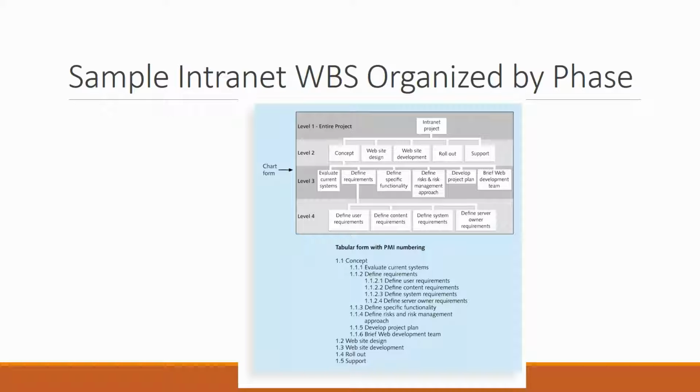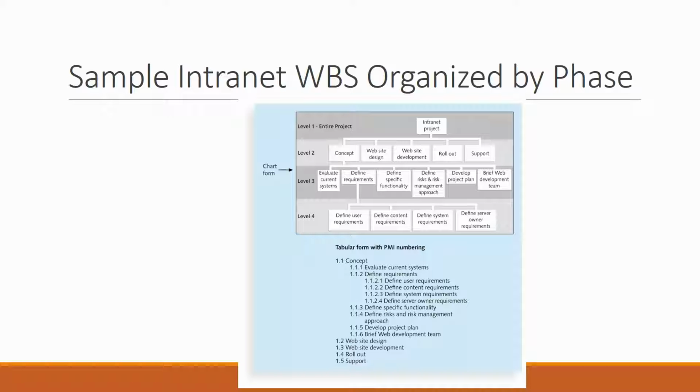Work breakdown structures can look a couple of different ways. One of them is this chart form you see, where up at level 1 we have the entire project, which is an intranet project. Rather vague, but okay. And then at level 2, under intranet project, we have level 2 tasks, which are concept, website design, website development, rollout, and support. Those are probably your high-level deliverables right there, and then under each one, under level 3 and level 4, you'll see tasks that are associated.